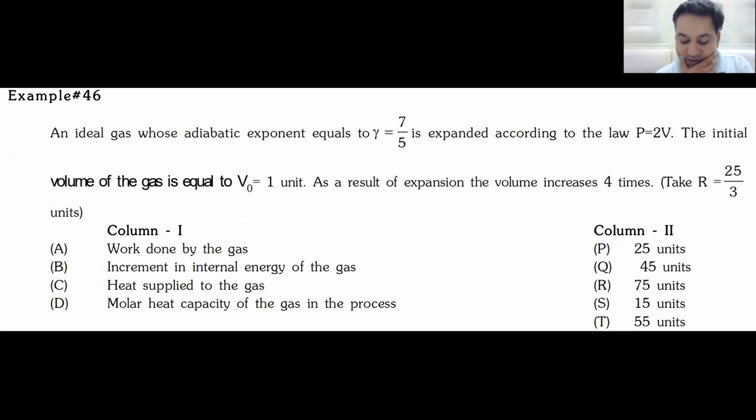An ideal gas whose adiabatic component equals 7 by 5 expanded according to the law P is equal to 2V. The initial volume of the gas is V naught, 1 unit. As a result of expansion, the volume increases 4 times. R is to be taken as 25 by 3. Work done, change in internal energy, heat supplied, molar heat capacity, and you have the various options. I'll give you 2 minutes to solve this.